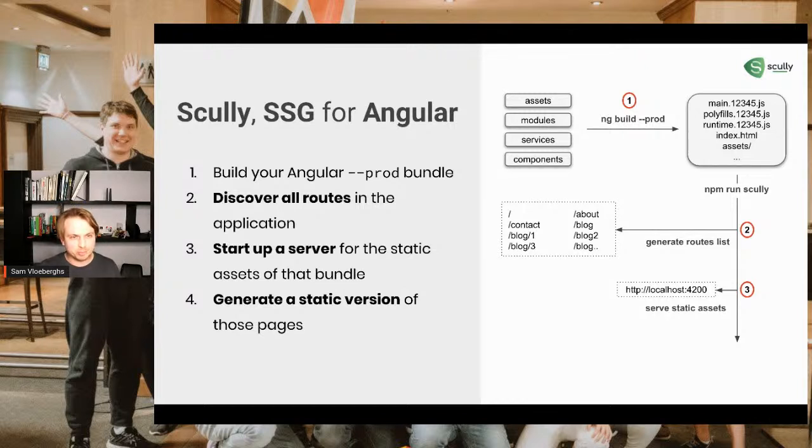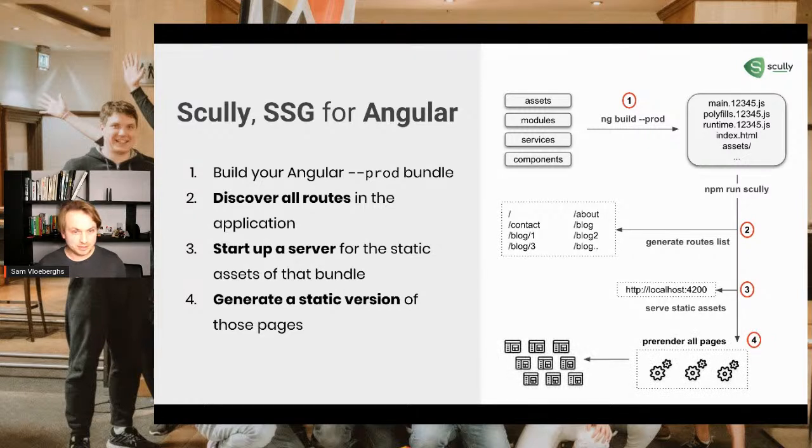Next, Scully will fire up a static web server for the static assets of this Angular production build. It might not be port 4200, so don't care about that detail, but we just need the application to be available from a server during the pre-rendering process. And then Scully will pre-render all the pages it collected before. And that's basically it. It looks pretty simple, right? But there's quite a lot of well-thought-out magic happening behind the scenes, and because of the existence of the tool, we don't really need to think about that too hard.